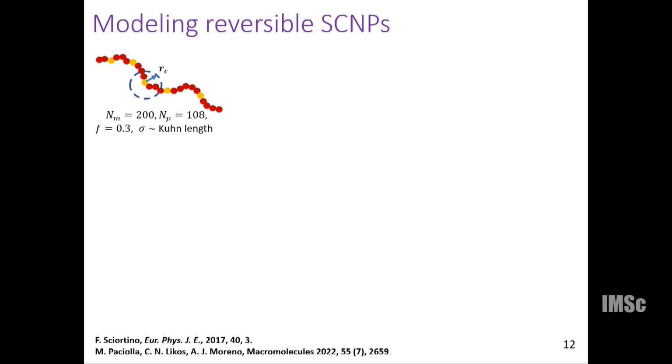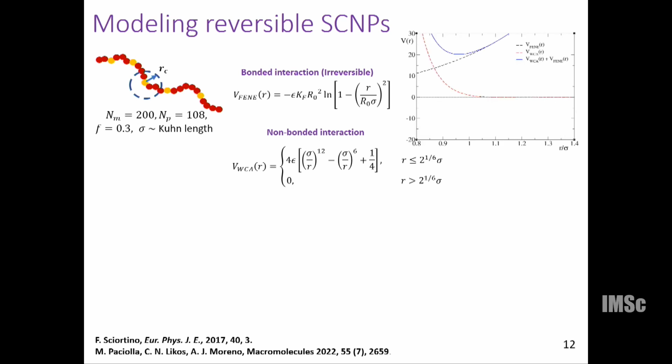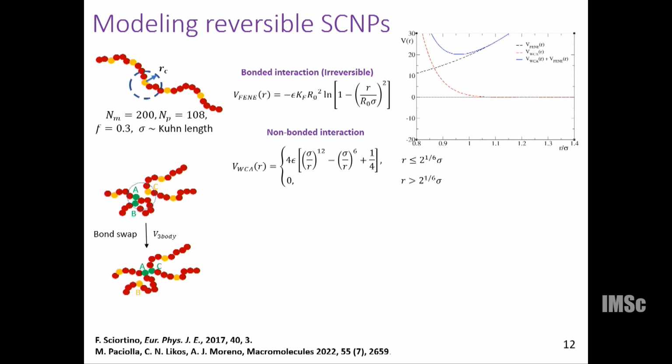It is the length at which the polymer segment is flexible in some sense. To model the chain connectivity, we used FENE, and to model the non-bonded or excluded volume interactions between the beads, we have used WCA. If you combine these two potentials, this is how it looks. There is a minimum at about 0.96 sigma, okay? So the beads cannot cross each other beyond 0.96 sigma.